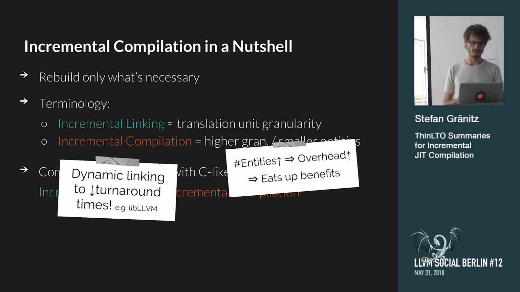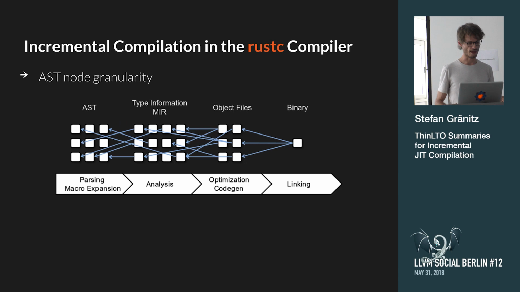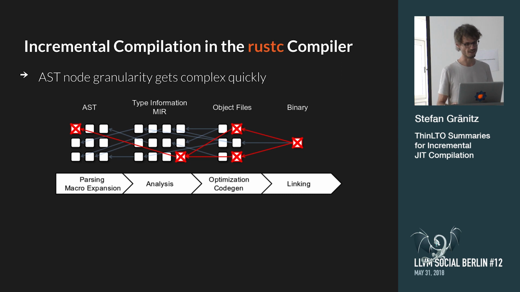One place where incremental compilation is used or developed in a practical compiler is the Rust compiler. This compiler has a granularity, just to make an example, of an AST node. So if only one AST node changes, it can track the dependencies of that node throughout the whole program and say, okay, this is what I need to recompile in the end. And you can imagine that this gets very complicated very fast.